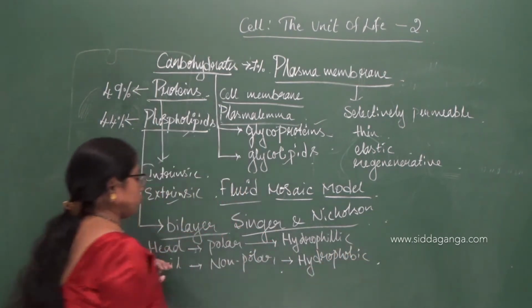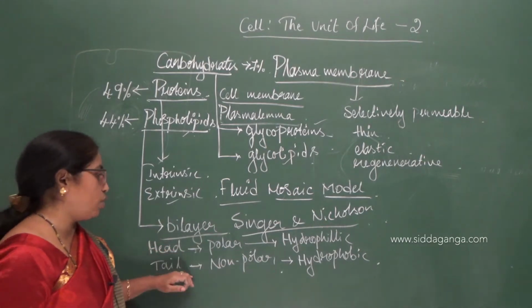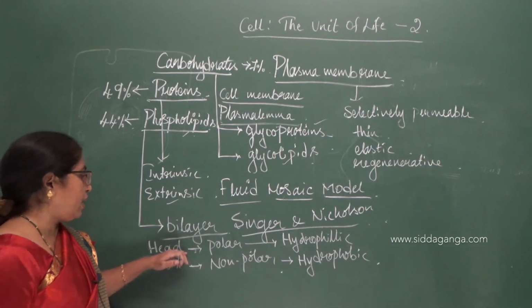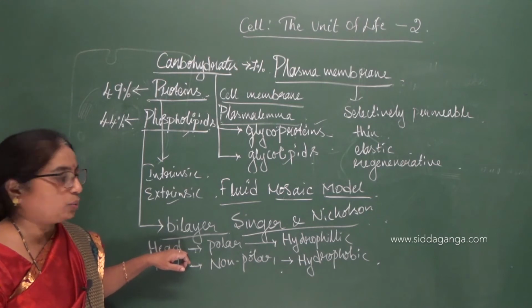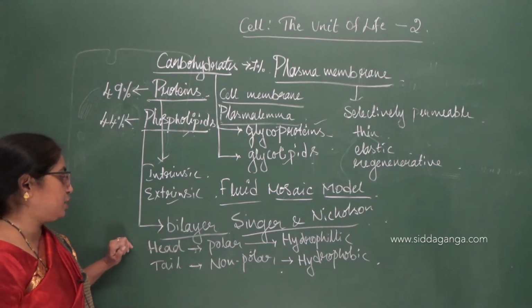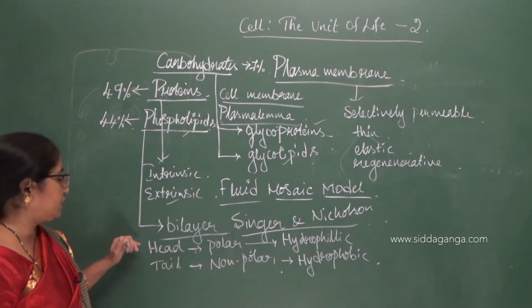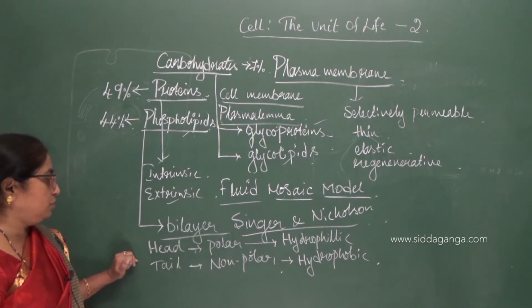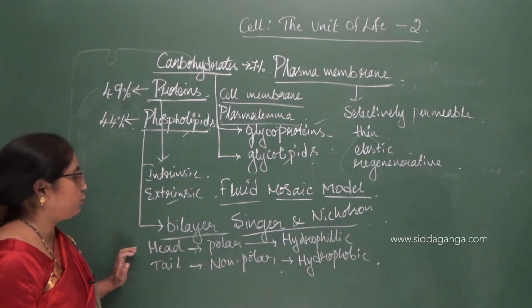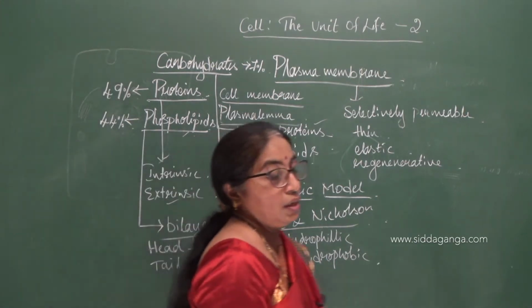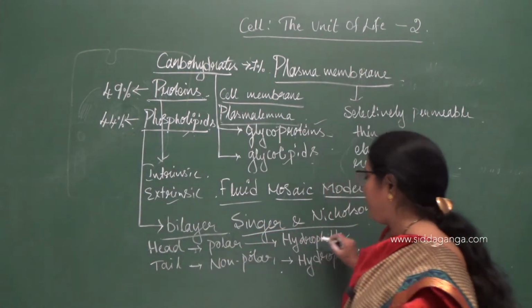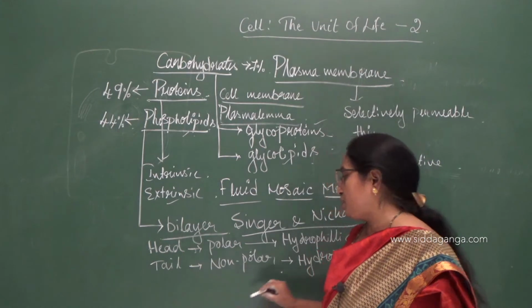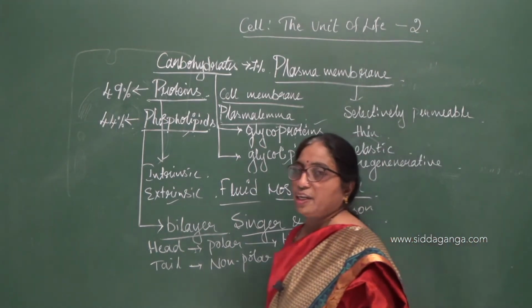So they repel from water, they don't get attracted to the water, that is the meaning of hydrophobic. And hydrophilic is they get attracted to the water, that is the head surface. So the phospholipid has a head and tail portion. The head portion is polar and it is hydrophilic, the tail portion is non-polar and it is hydrophobic.